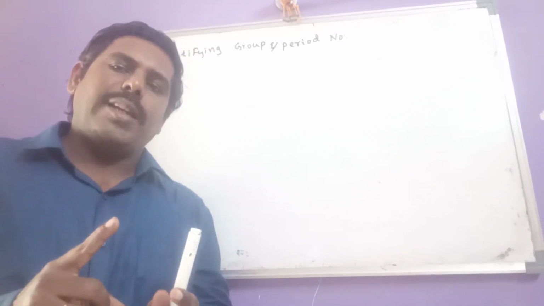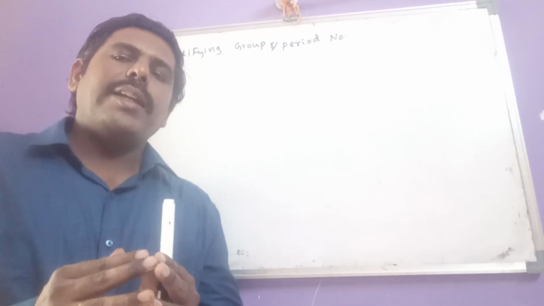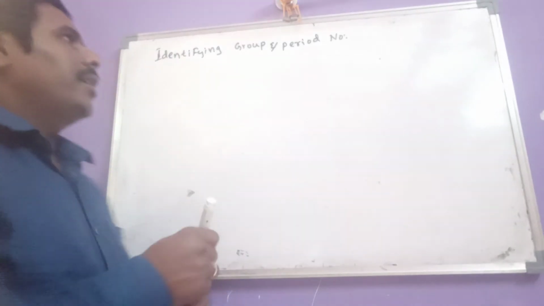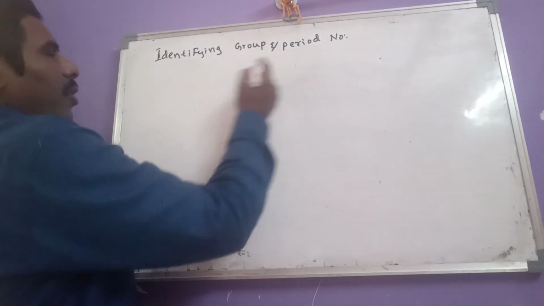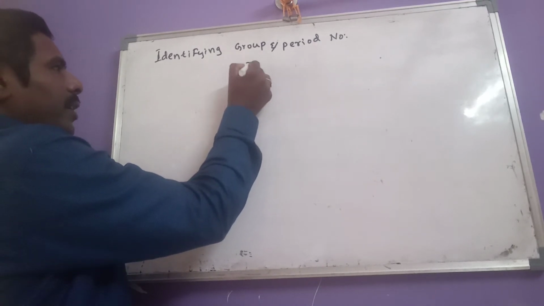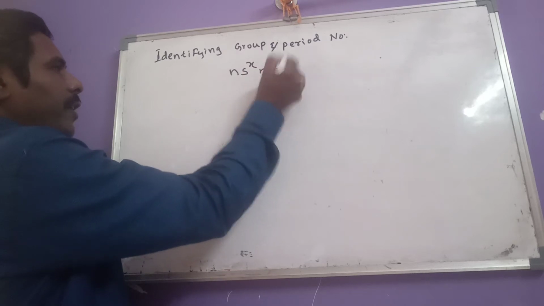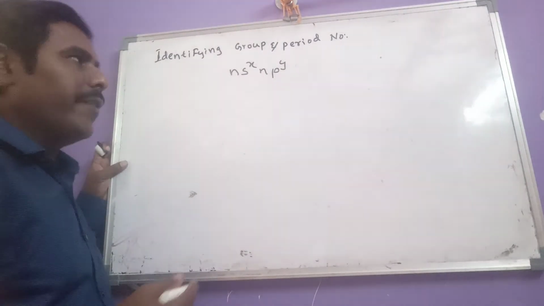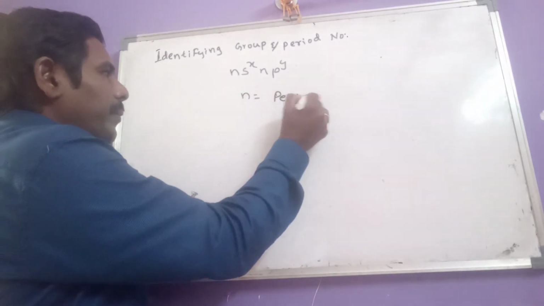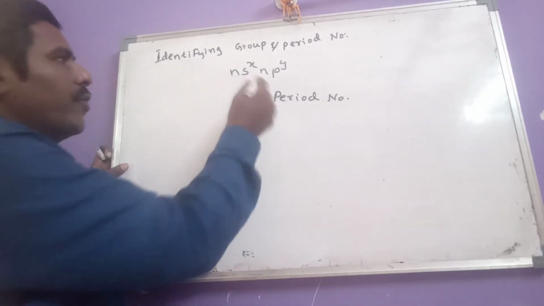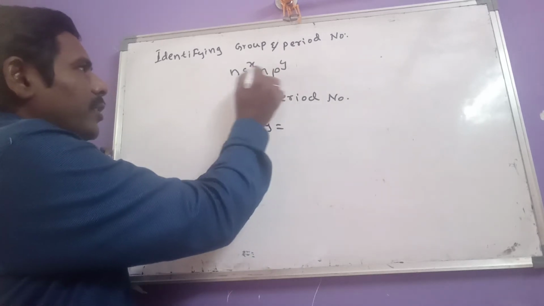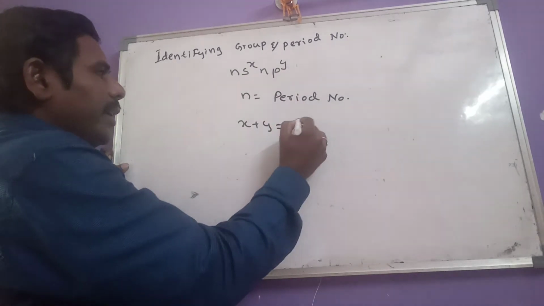The first condition is by using electronic configuration, how to identify the group number and period number. If the configuration is given as nsxnpy, this n value indicates the period number, and that x plus y, the sum of these two, indicates the group number.